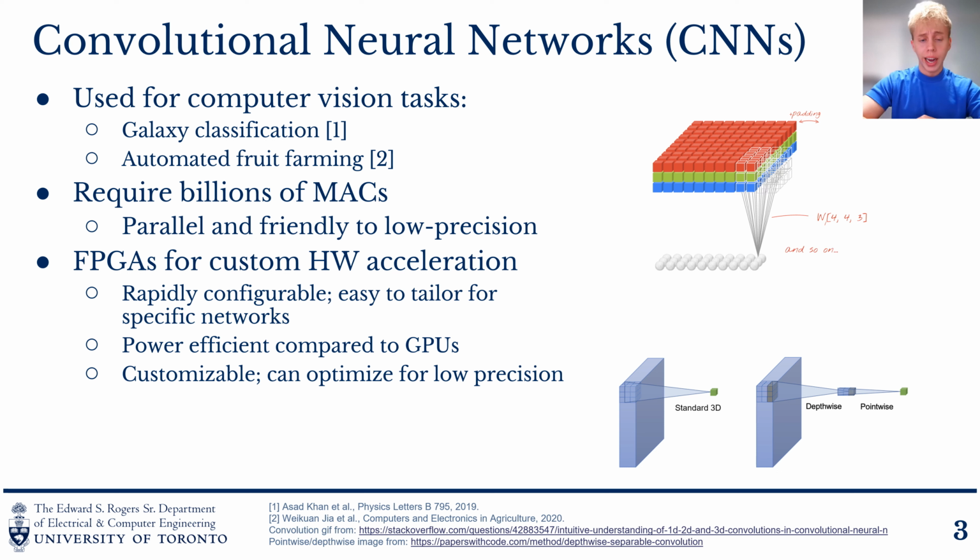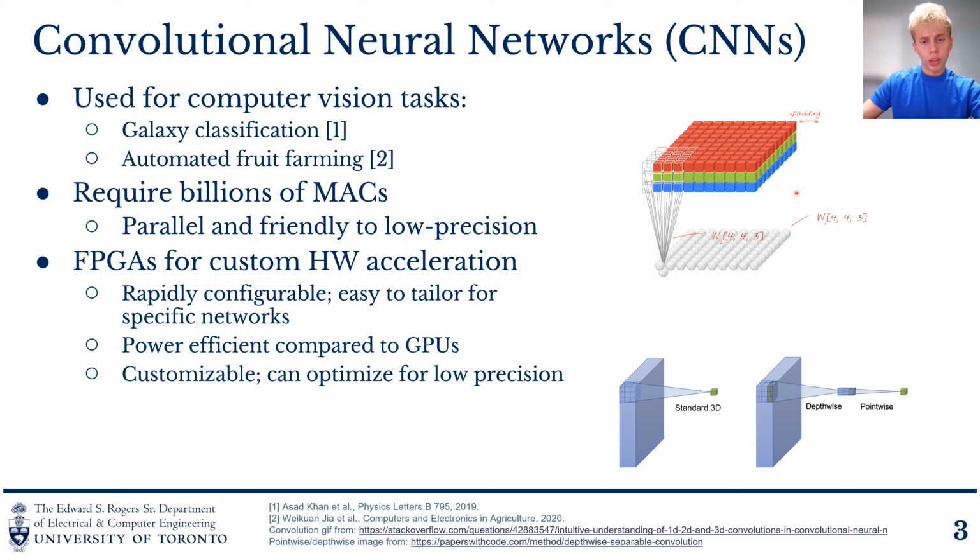for computer vision tasks, typically things like self-driving cars or facial recognition, but some more niche applications published recently include galaxy classification or automated fruit farming. These require billions of multiply accumulates in the form of convolutions, shown on the right here in the animation.